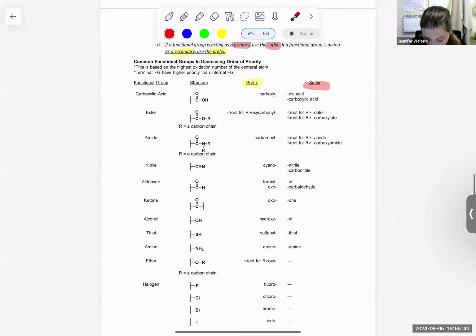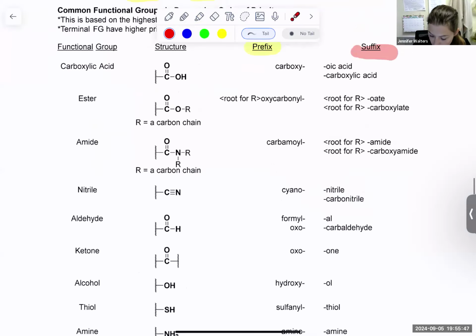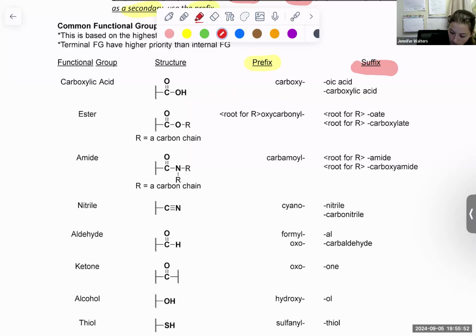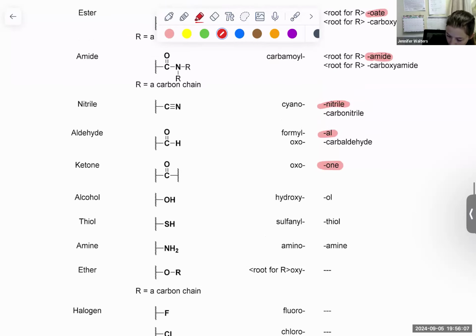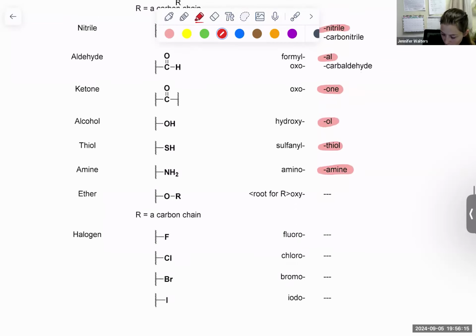You need to know the functional group, what it looks like, because you should know your functional groups, your prefix and your suffix. The suffixes that I want you to use, because sometimes there are multiples, are: oic acid or the oate for your ester, amide for the amide, nitrile for the nitrile, al for the aldehyde, one for your ketone, ol for your alcohol, ol, not al, thiol for your thiol, and amine for your amines.